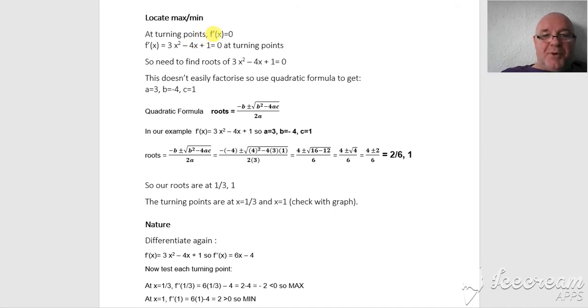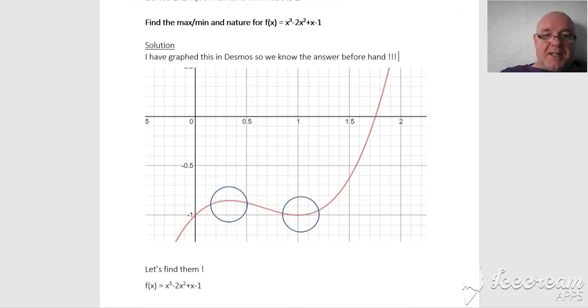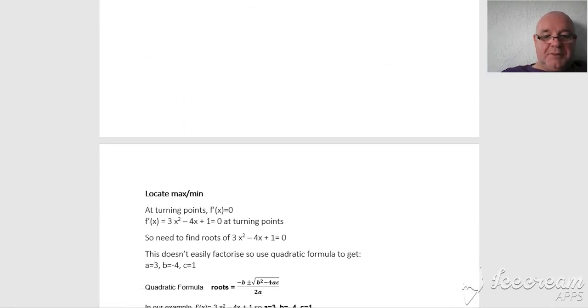So at the turning points, the derivative is 0, as usual. The derivative turns out to be 3x squared minus 4x plus 1. I'll just take you back up there again. So if we differentiate that guy, it becomes 3x squared minus 4x plus 1. All right, so you can play the video back and you'll find these things really easily. So 3x squared minus 4x plus 1. Let's go back down.